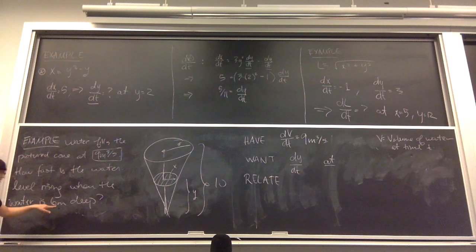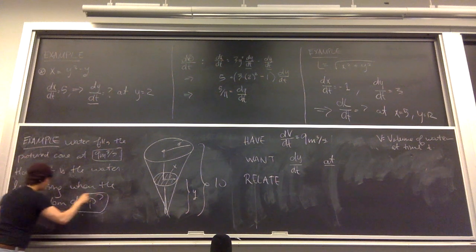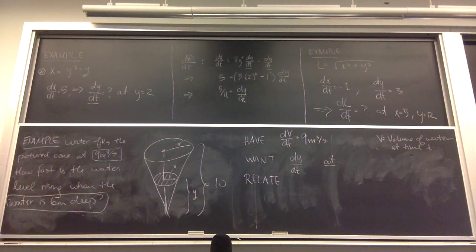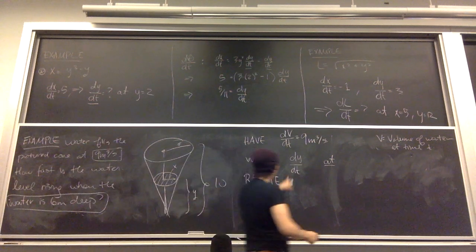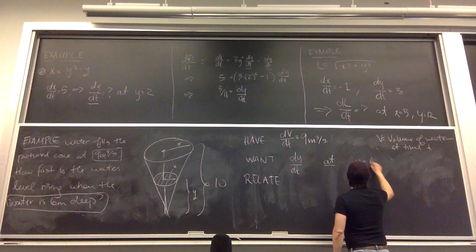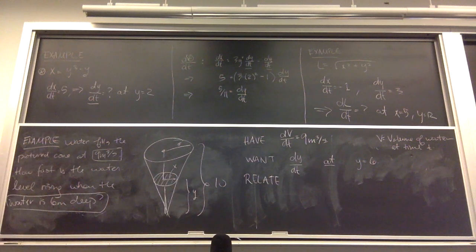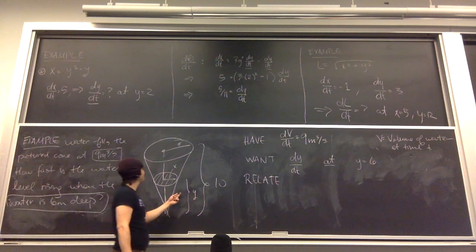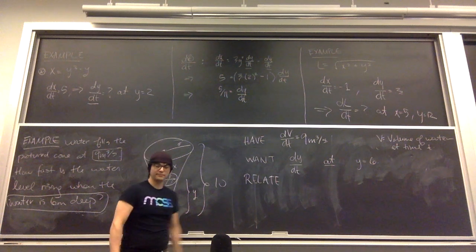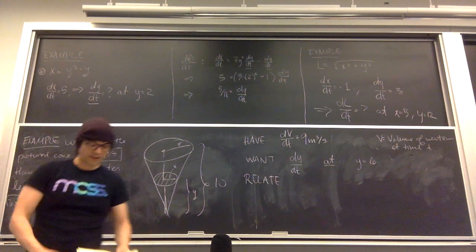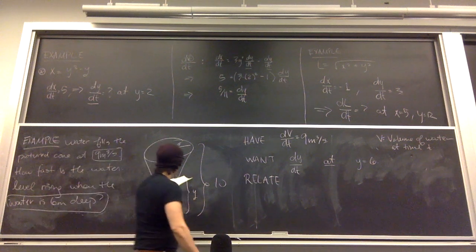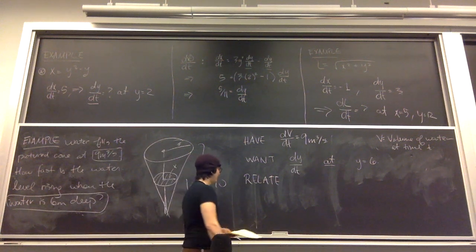So what are they telling us? What is this piece of information? With respect to those labels. Yes, sir. Yeah, we want to know dy dt at y is equal to 6. Okay, so how do I relate those two things? What relationship do I get between y and the volume? Does anyone remember the volume of a cone? Yeah, 1/3 pi r squared h.